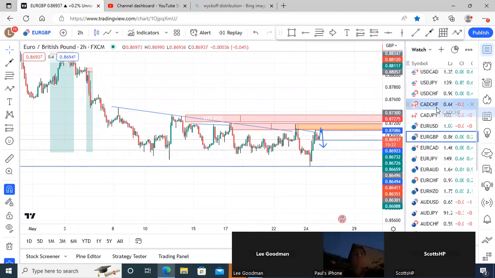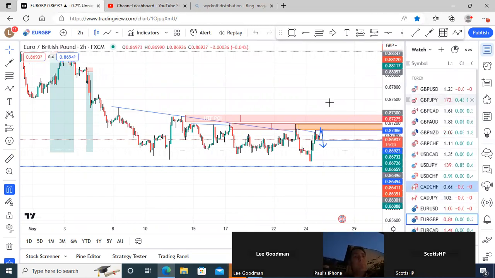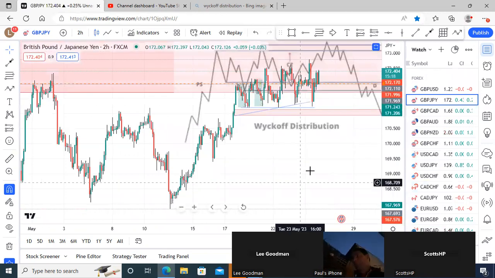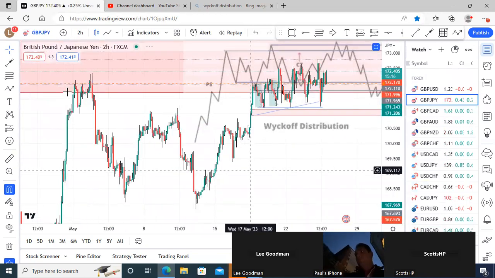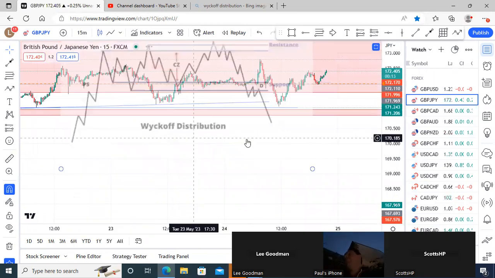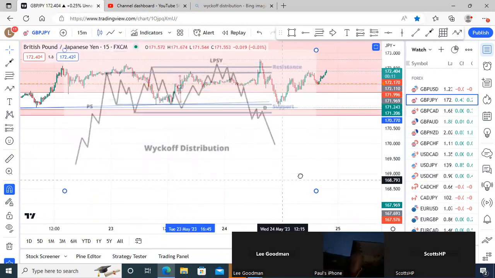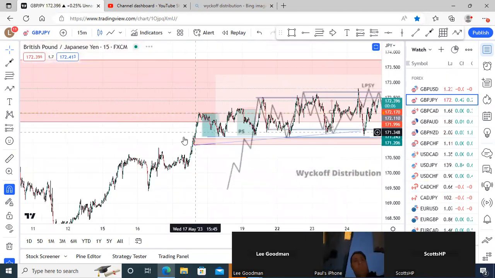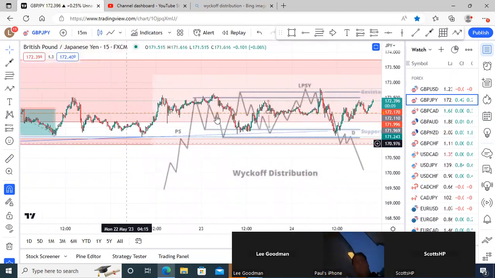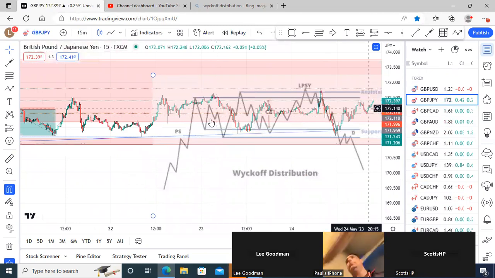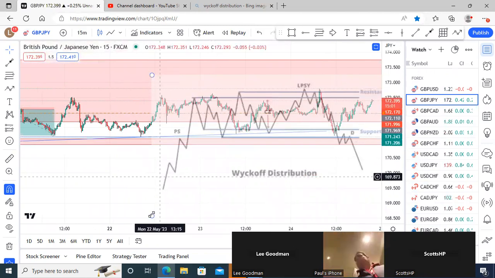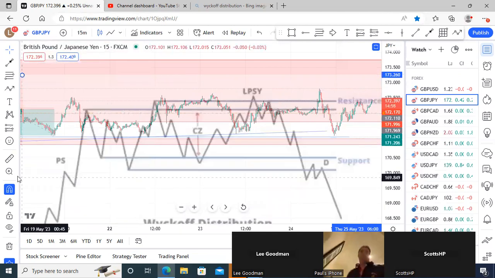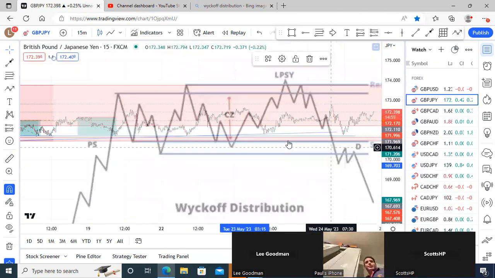Another chart that I have been keeping a close eye on is GBP JPY. I think there might be a bit of a distribution going on.